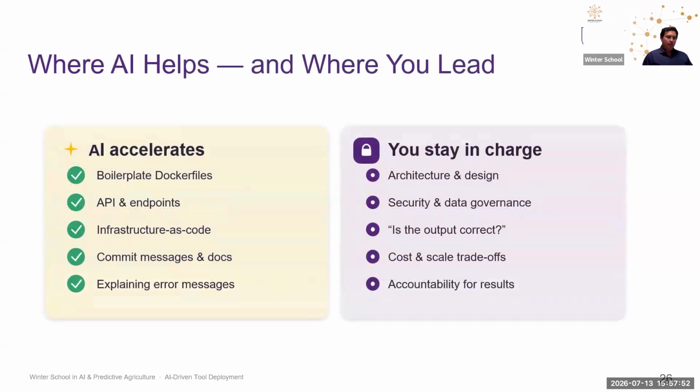So in terms of all the things that I showed you, where AI can help and where you lead. AI can accelerate things like Docker files, APIs, endpoints, infrastructure as code, explaining error messages. I'm sure that you have done a few of these things, but you still need to stay in charge, right? Architecture and design. Is the output correct? Am I tracking the costs? Is the scale right? And then obviously accountability for results.